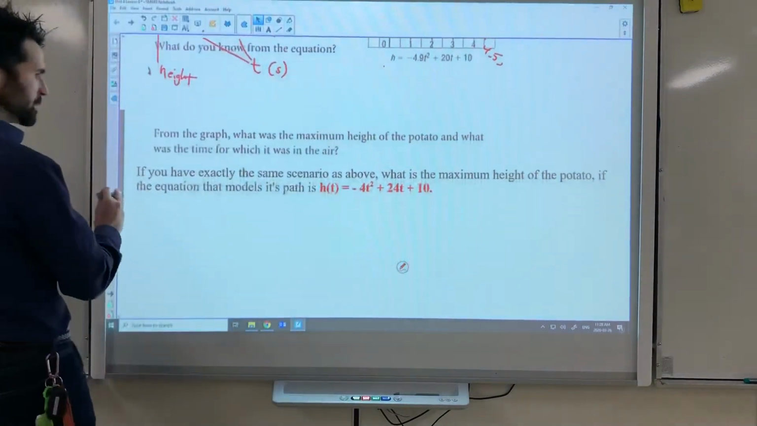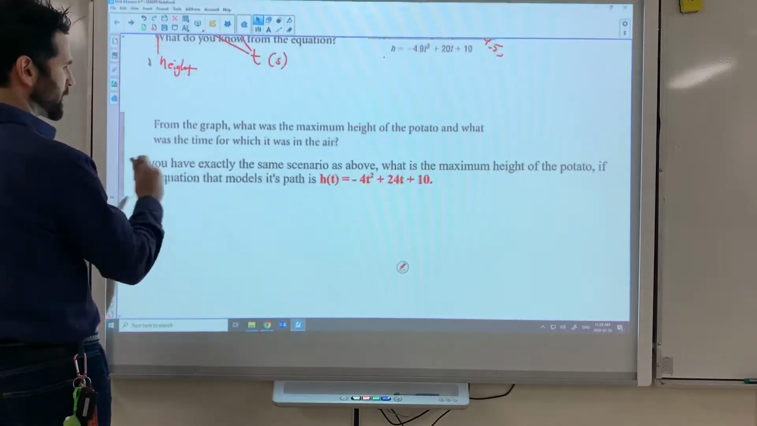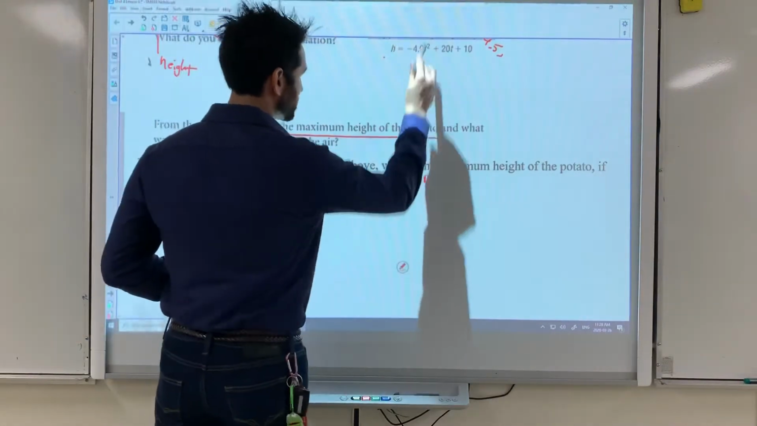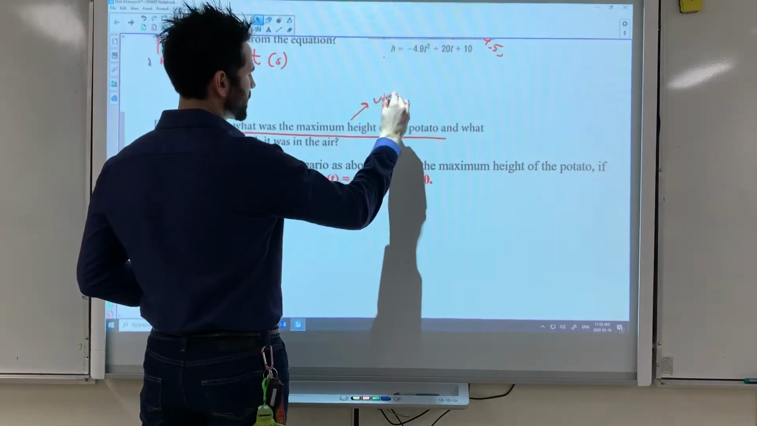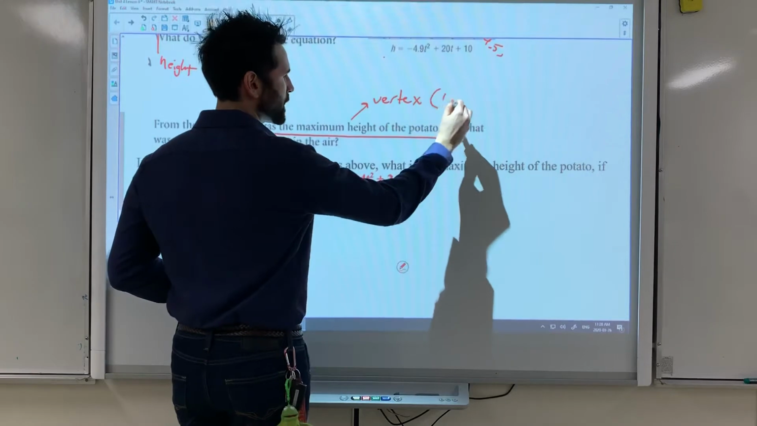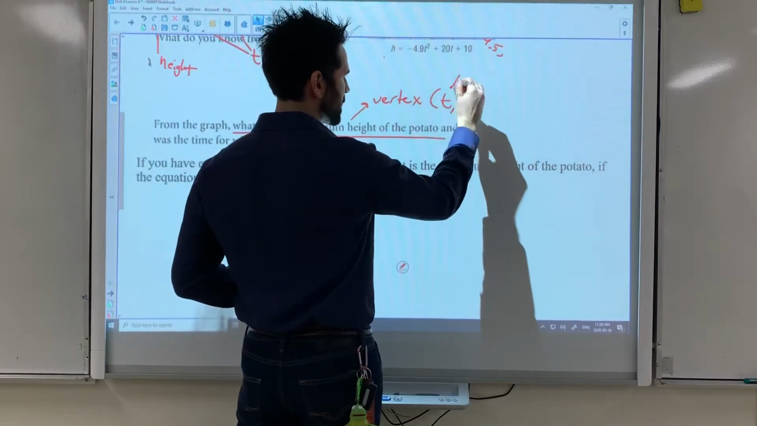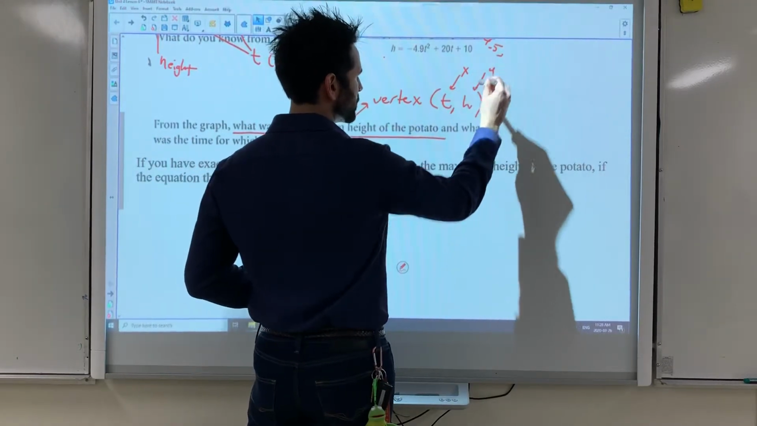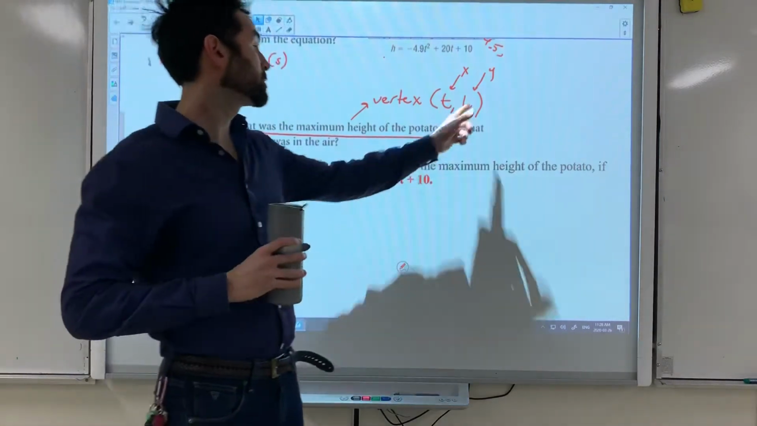So, basically, in this particular question, they're asking for the maximum height of the potato, all right? So that would be the vertex. Right, and instead of xy, it's th, right? So that would be the x value, that would be the y value. And if we're looking for the maximum height, we'd be looking for that.